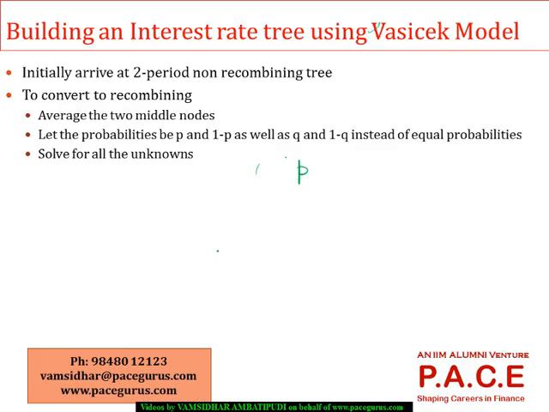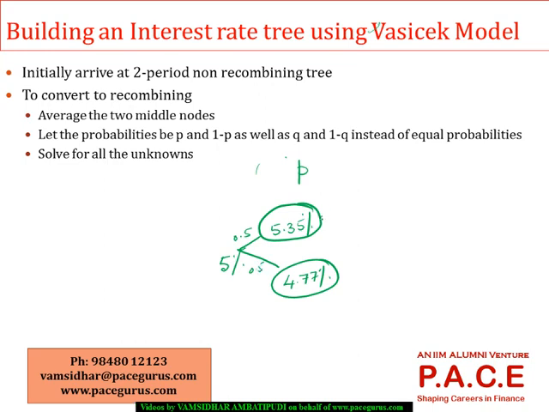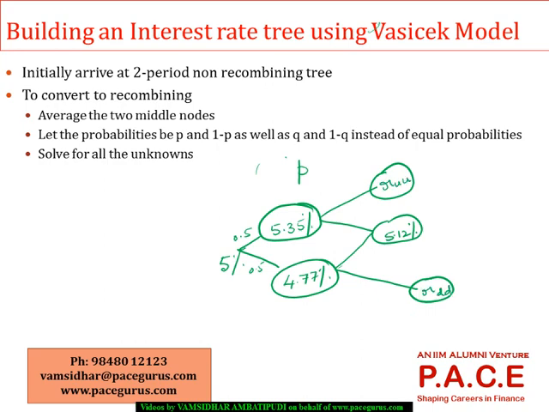So if I have to directly take this example itself, this is 5%, this is 5.35%, this is 4.77%. So here there is a 50% up and 50% down. Whereas when we are making it a recombining tree, probably this becomes 5.12%, and I don't know the up and up kind of movement as well as the down and down kind of rate. And I'll assume here also I'll not take 50-50, I'll take this as P and 1 minus P, Q and 1 minus Q. The same exercise I'll have to do at every node.